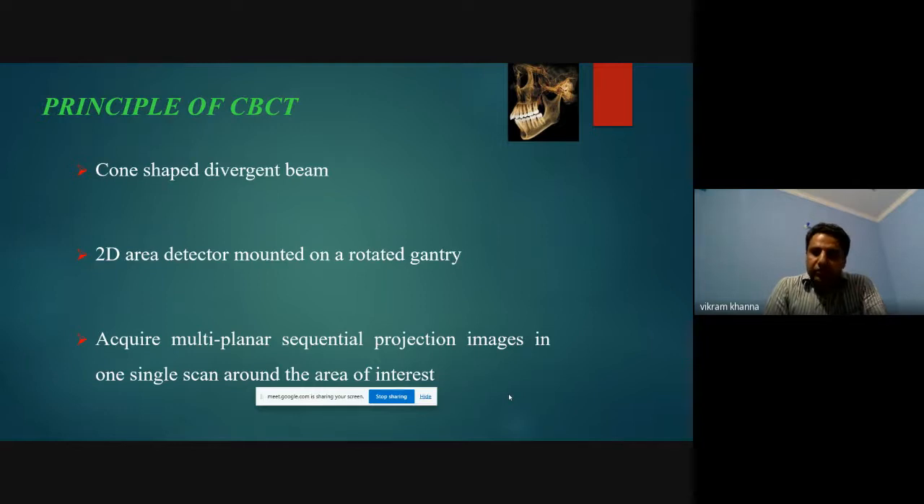Either it can be coronal section, sagittal section, or transverse section. It can also give you OPG sections, 3D formatted sections, and multiplanar reconstruction also. So each and everything is done by software after taking data from the machine.